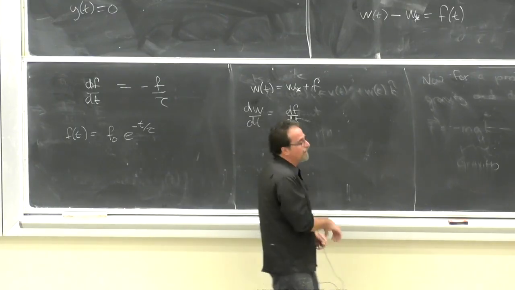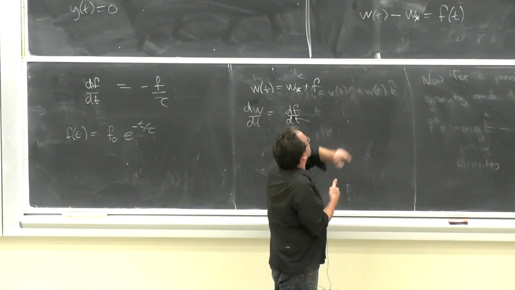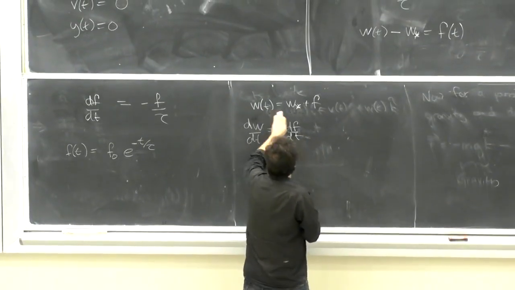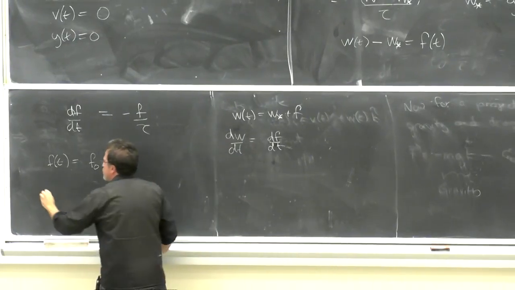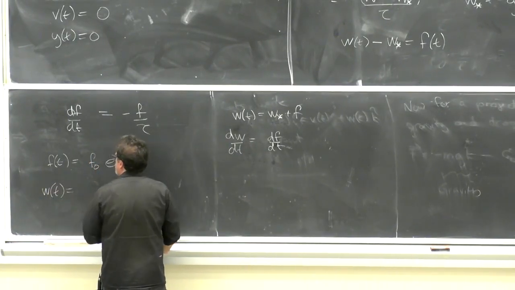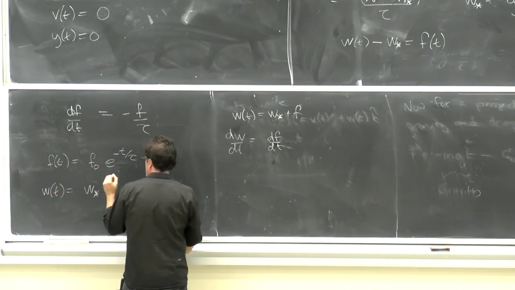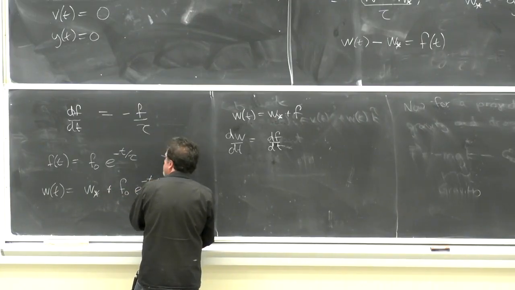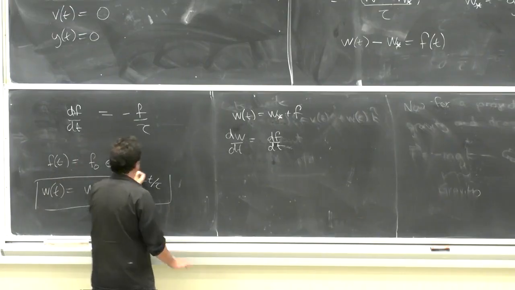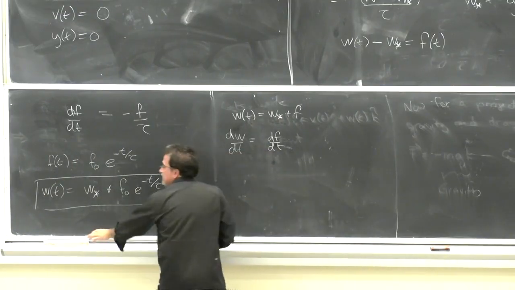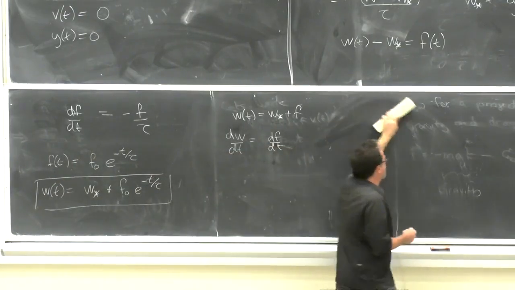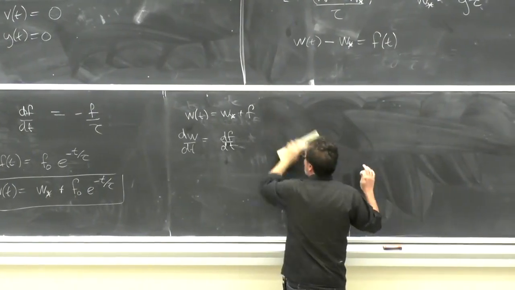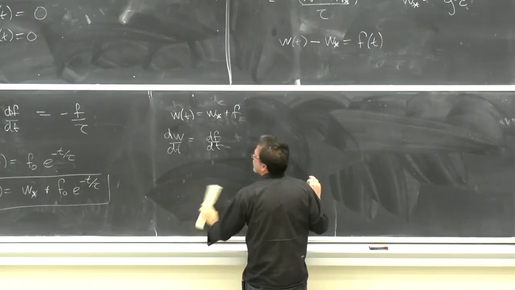Now I go back, I'm like, okay, I got my f, but I really want my w. And so to get w, I just got to add w star to all of this. So w of t is equal to w star plus f0 e to the minus t over tau. So this has got a lot of things mixed up in it, and you should be like, what is he trying to say there? What's going on? I don't blame you if you have a little bit of like, where is this going in you? Okay?